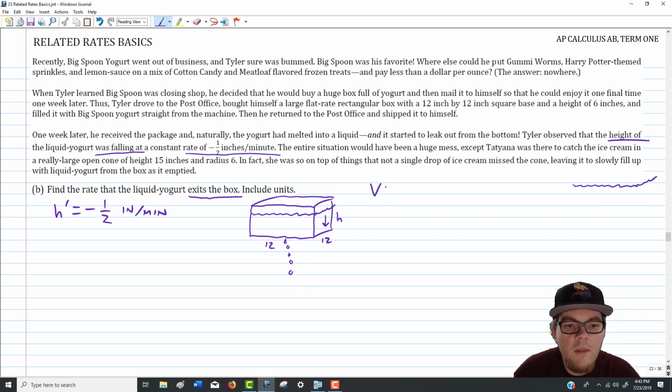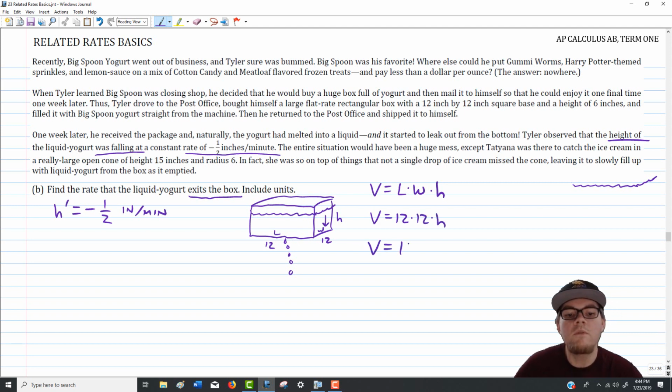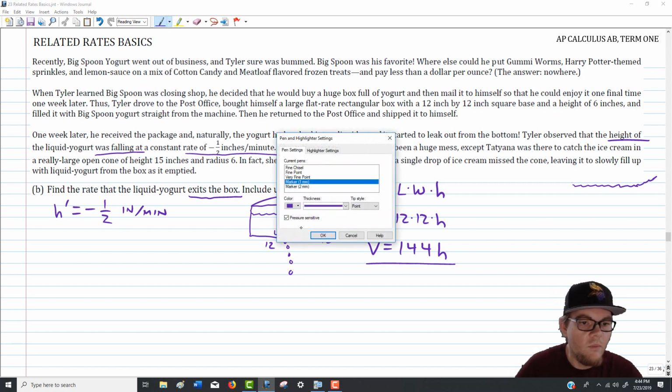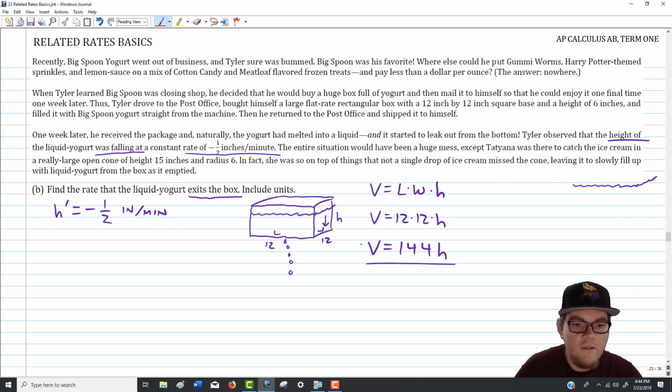So if we think back to our equation, we had volume was equal to length times width times height. In our case, length and width, if we want to call this length and this width, those are going to stay constant. We're just going to have 12 times 12 times h as our volume, which means our volume is really 144h. So there's the equation we're going to be working with. And more than that, we can then take a look at the rates of change.